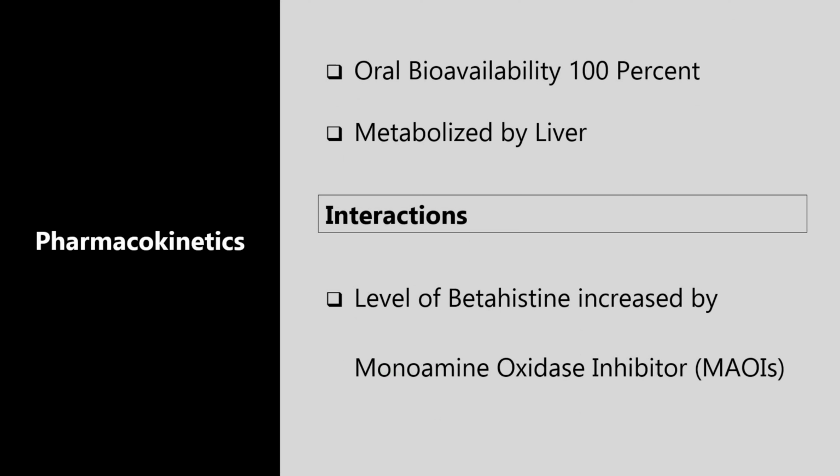It has approximately 100% oral bioavailability. It is metabolized by the liver. The blood level of betahistine may be increased by monoamine oxidase inhibitors such as antiparkinson drugs like selegiline and safinamide.